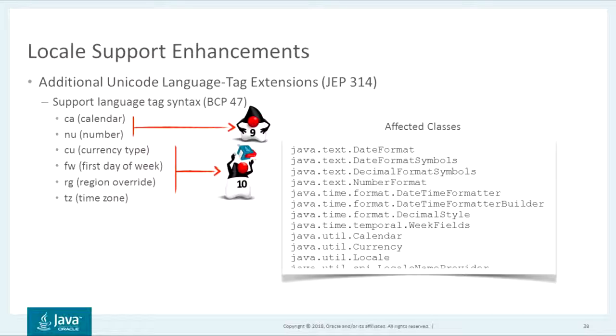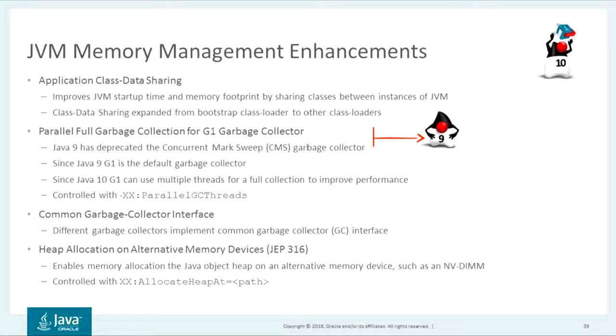Some small enhancements to support of locales, apart from country, language, etc. You now have calendar, number, and in Java 10, currency, first day of the week, region, and time zone overrides. They're supported by all locale-related classes such as date, number format, calendars, yeah, etc. There you go. Memory management enhancements.